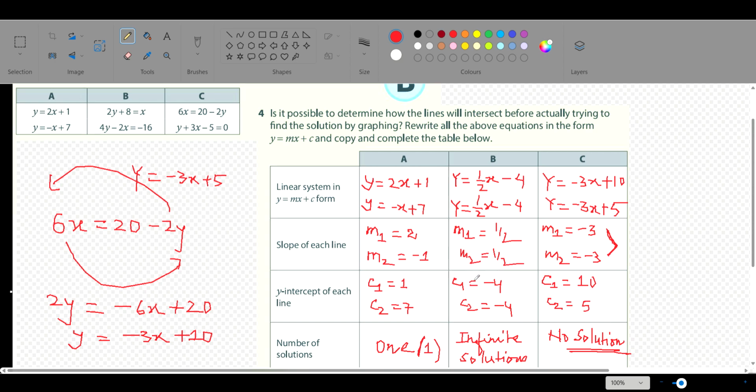Right? But what happens in the coincident line which is overlapping? Both of the y-intercepts are exactly the same. Slope is exactly the same. They are exactly the same line. But in C, slope is the same. It means their alignment with the x-axis is the same, but they are not the same line because they have different y-intercepts. Right? So it means they are parallel lines and parallel lines have no common solution. Are you getting this? All right, great.